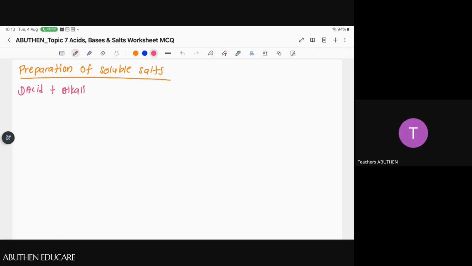Why do we need to memorize all these things? Because in the exam, you might need to write the chemical equation. So if you know what the reactants and products involved are, then it would be easy for you to write a balanced chemical equation. Acid plus alkali gives us salt and water.